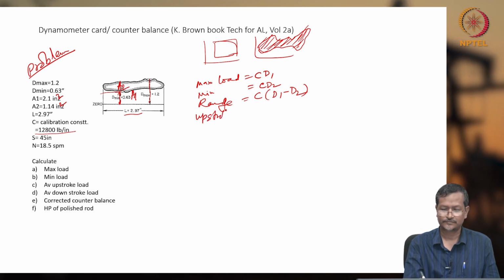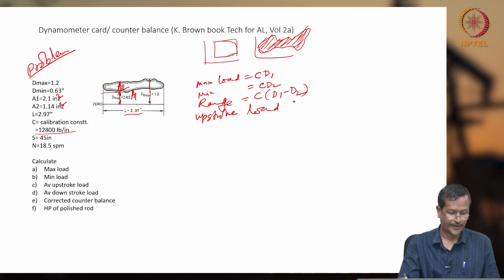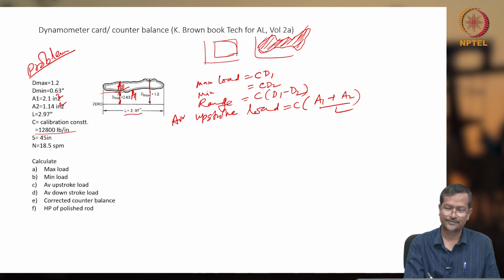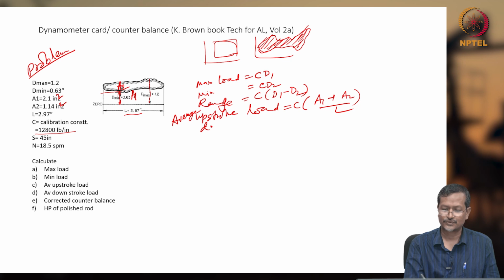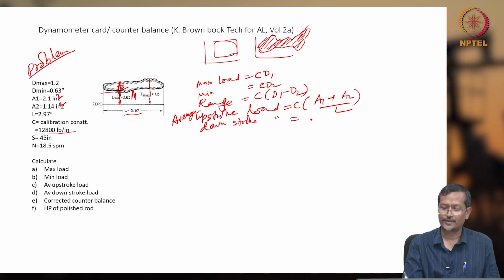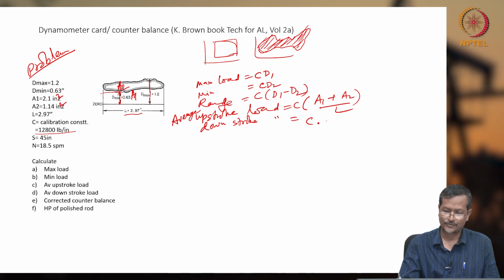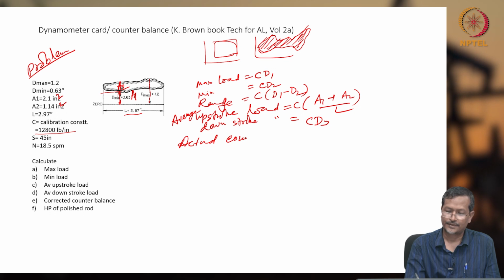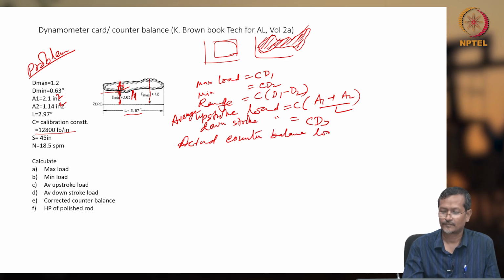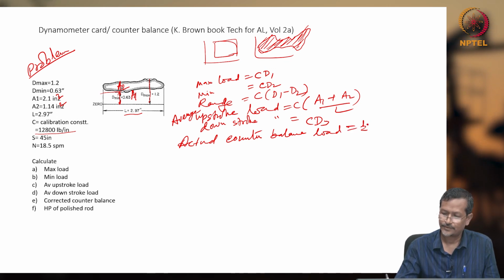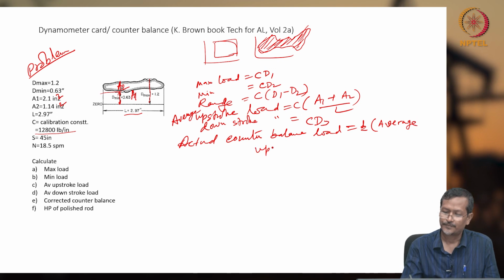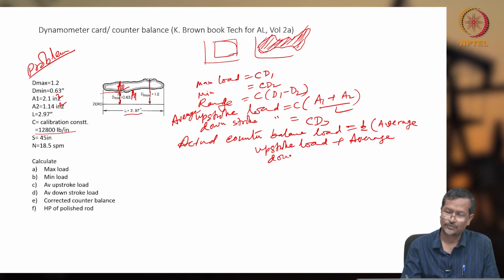The average upstroke load is C into A1 plus A2 divided by L. The average downstroke load equals C into D3. The actual counterbalance load equals half into the average upstroke load plus the average downstroke load.